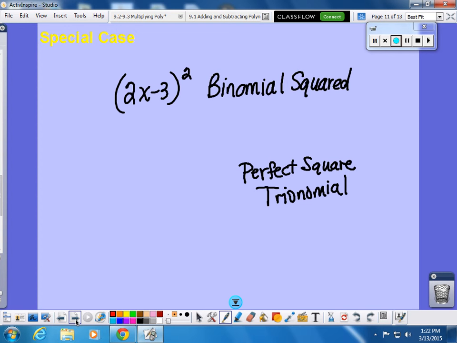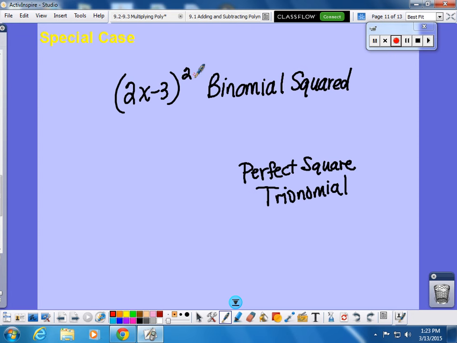Now its name makes great sense. It is a binomial, and it's squared. Binomial squared, right? Now, here's what people do. And I would say this is one of the most commonly missed problems. I don't care if they're in Algebra 2, if they're in pre-cal or whatever.